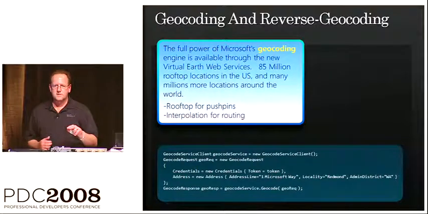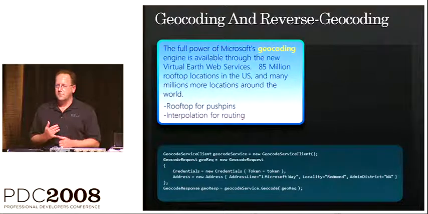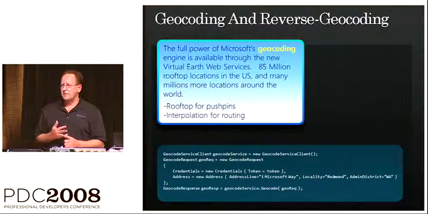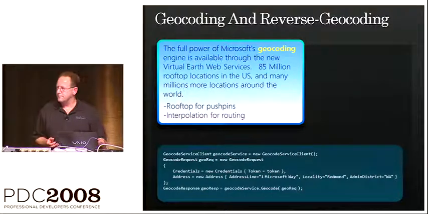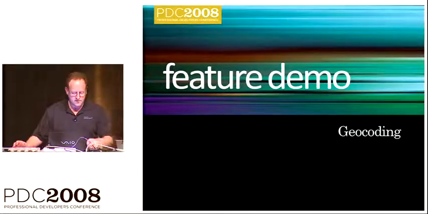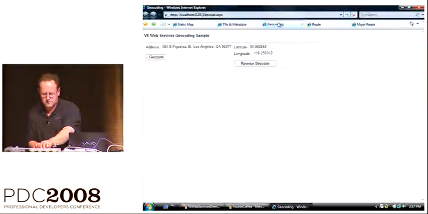Our geocoding service actually has two geocoding engines within it. One that provides our rooftop geocodes, and then a second one for generating interpolated geocodes. So let me show you a little demo on that.